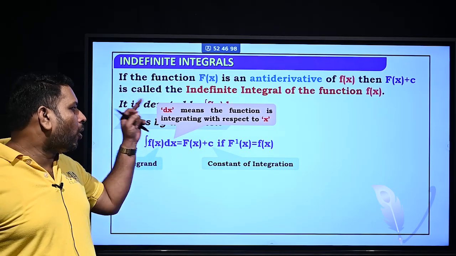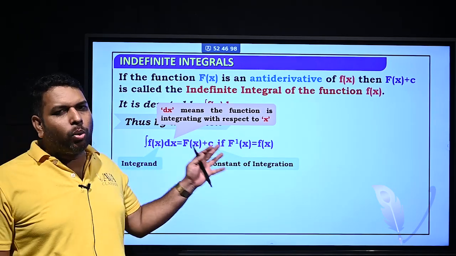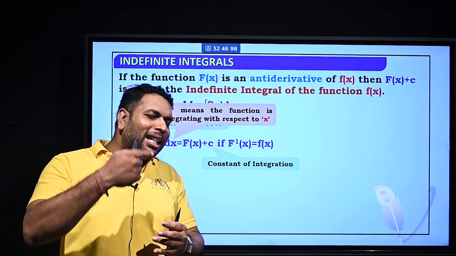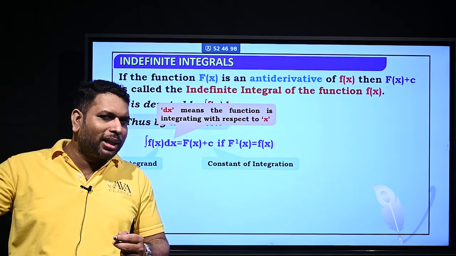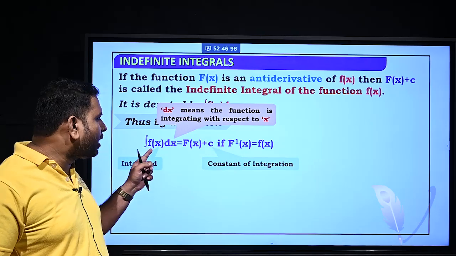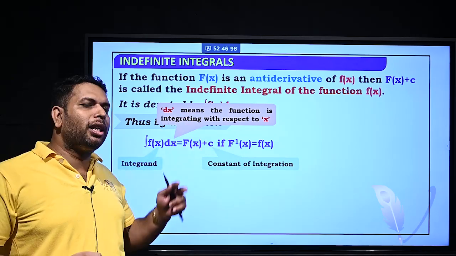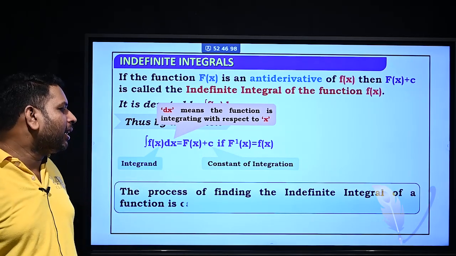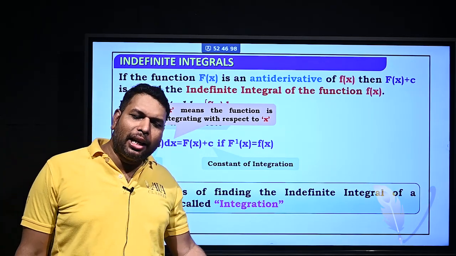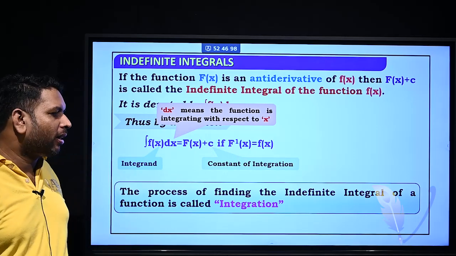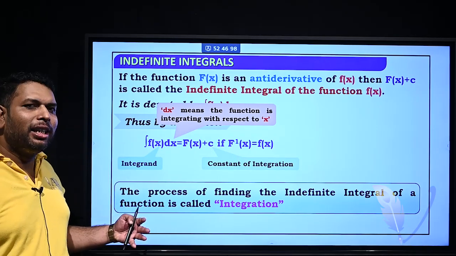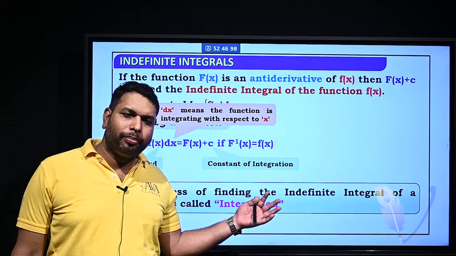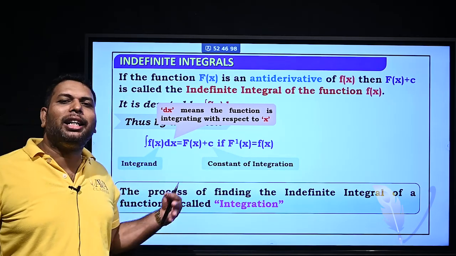Dx means the function is integrating with respect to x, just like d by dx is the derivative with respect to x. Here the integration symbol and dx mean the function is integrating with respect to x. The process of finding the indefinite integral of a function is called integration.